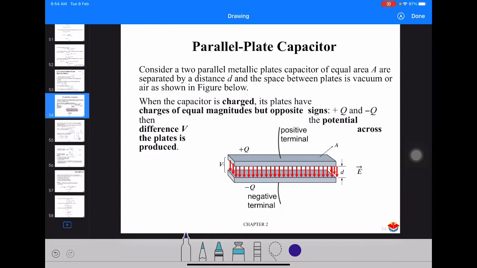Consider two parallel metallic plates of equal area A separated by a distance D, and the space between the plates is vacuum or air. So they ask you to consider that the part between the two plates is actually vacuum or air.